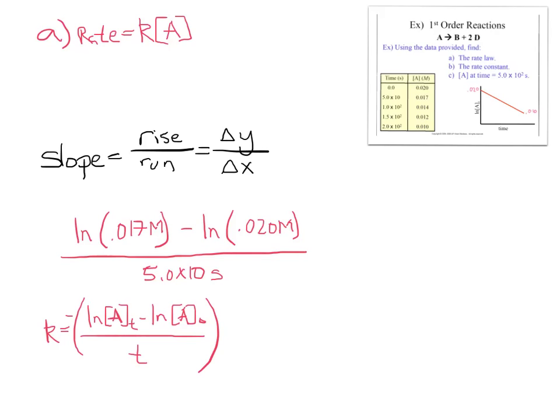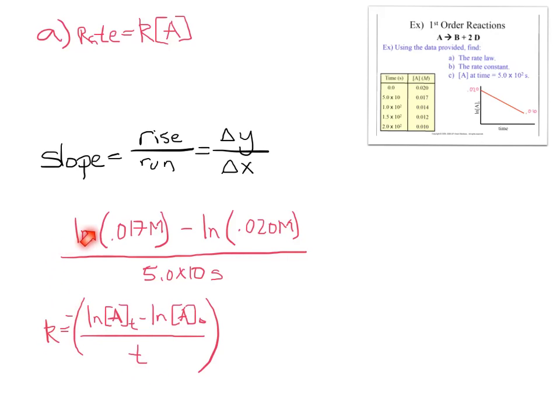So we can look at these two then. Here is the integrated first order reaction rate law, solved for K. Here is the slope equation. And what you're going to notice is these two match exactly. That's why K winds up being the slope, because it's just rise over the run.